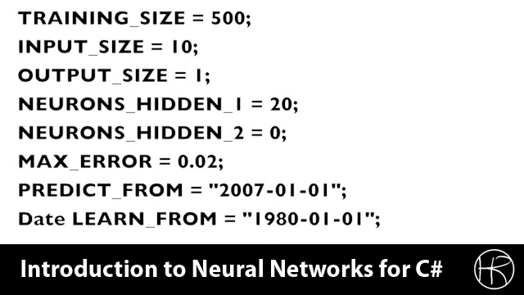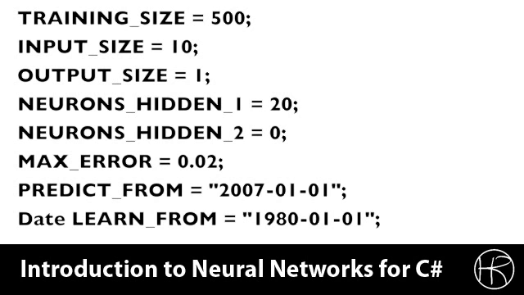The output size is 1 because we're simply predicting one period into the future. We also allow you to specify the size of the hidden neurons, layer 1 and layer 2. We're currently not using a second layer, and we're using 20 neurons in the first hidden layer. Again, these you want to experiment with or use some sort of pruning algorithm to determine an optimal value.